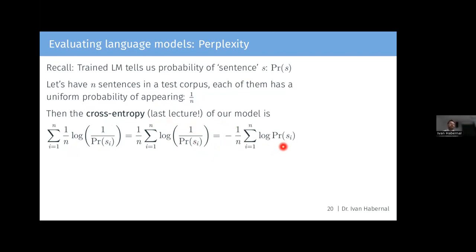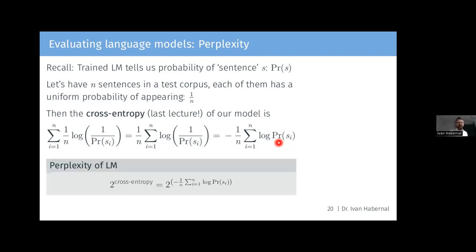We've seen this before. This is the cross entropy we had last time. Basically nothing new. And then we turn it into perplexity as the power of 2. So 2 to the power of cross entropy is basically the perplexity of the language model.